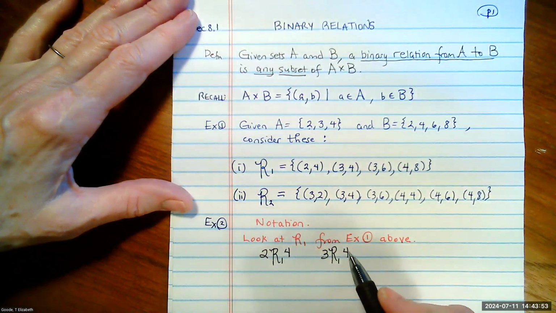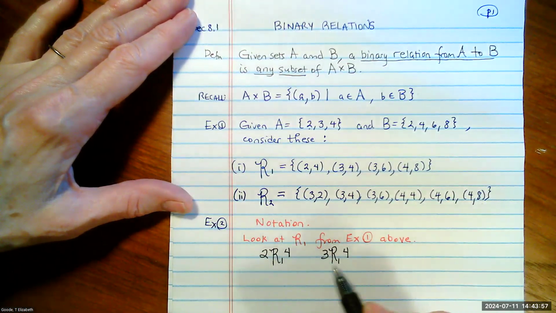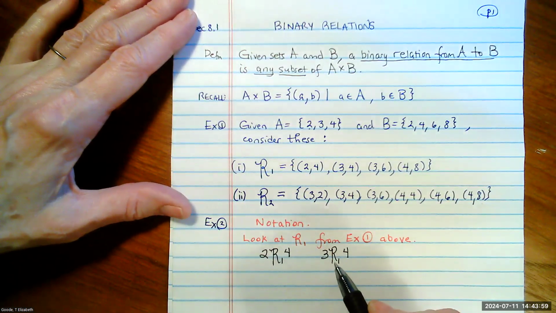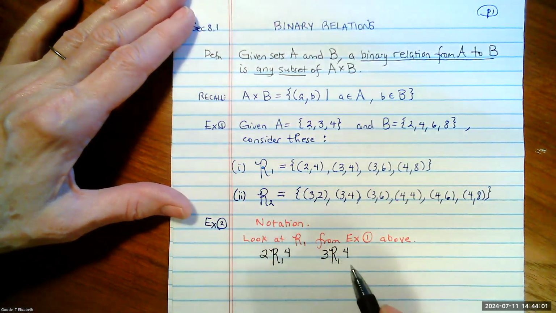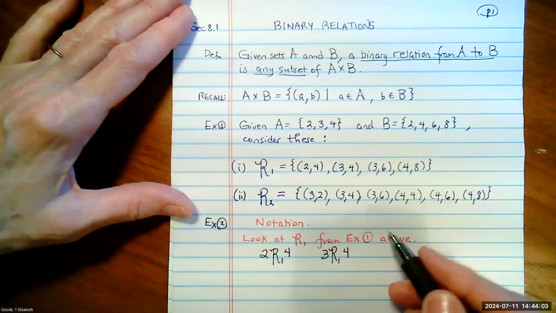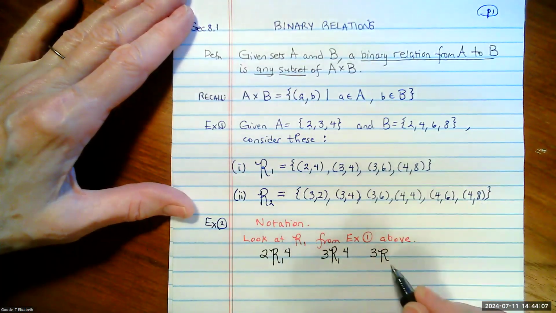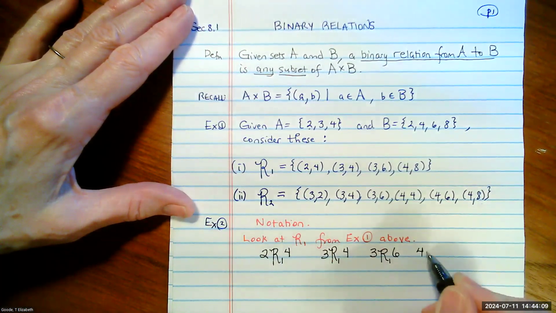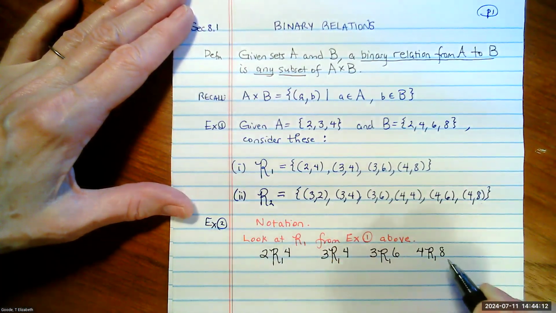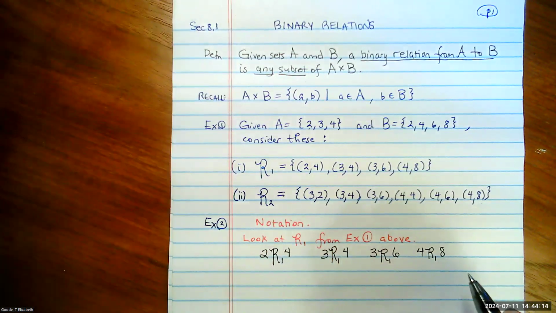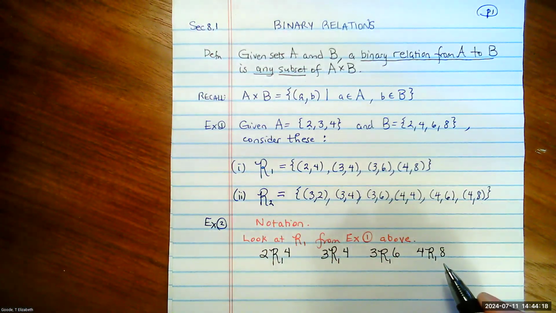If there aren't any other relations in the problem, we'll just say related to. But if there are several relations and we're playing games with different relations, we'll name them and make sure we're discussing the appropriate relation. 3 is R1 to 6, and 4 is R1 to 8. Now, order matters. Order really does matter in these binary relations. Hang on, what's going on with this?